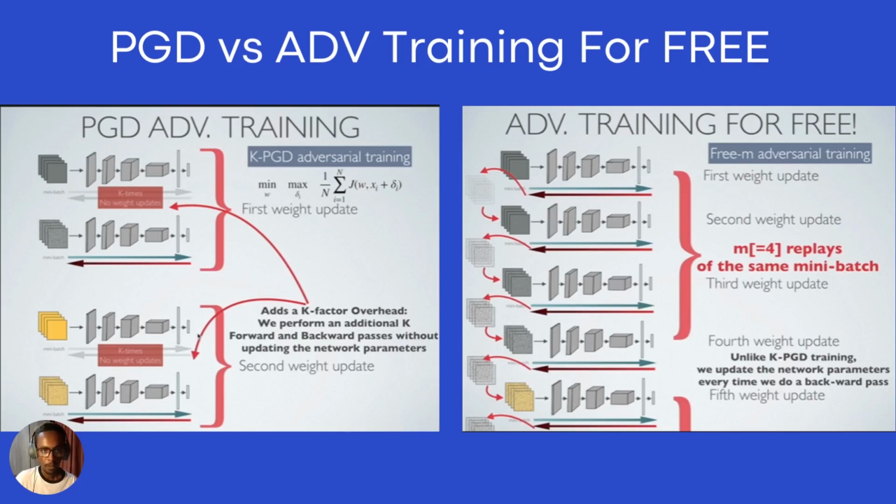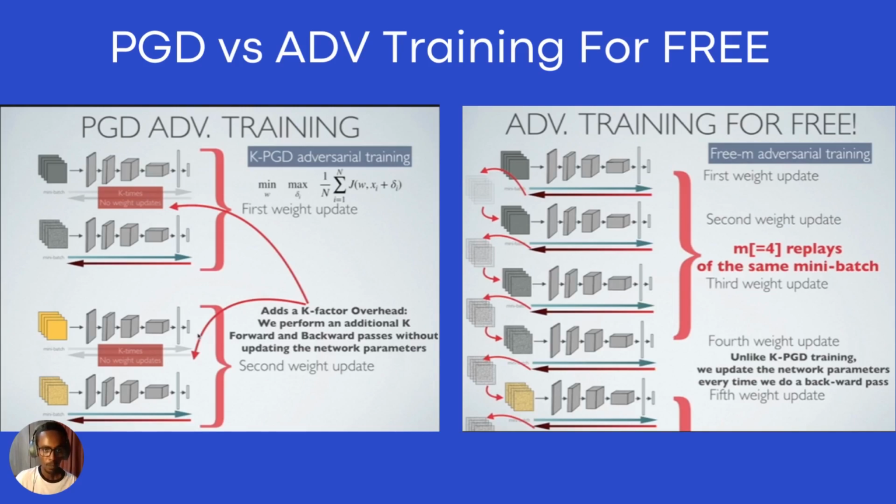So we might have an original mini batch and a global perturbation delta. Then we do a forward prop and back prop. And when we do this, previously we weren't updating the weights, but now we're updating the weights.